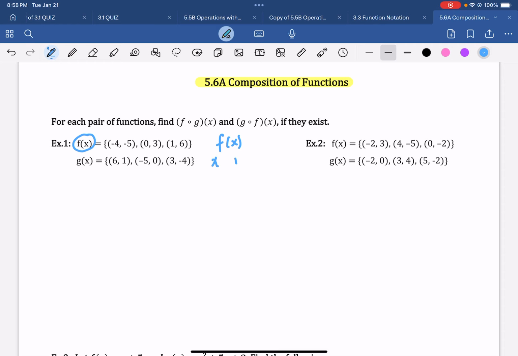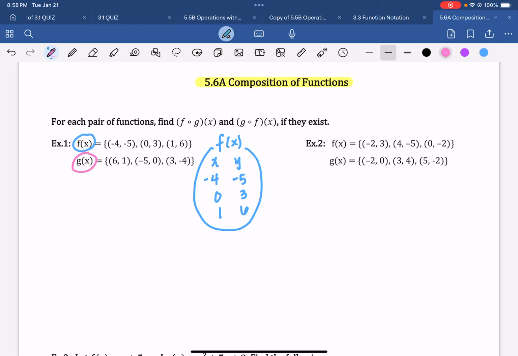We've got x's and we've got y's. The first x-y pair is -4, -5. The next one is 0, 3. And finally we have 1, 6. And that is our f of x bubble.